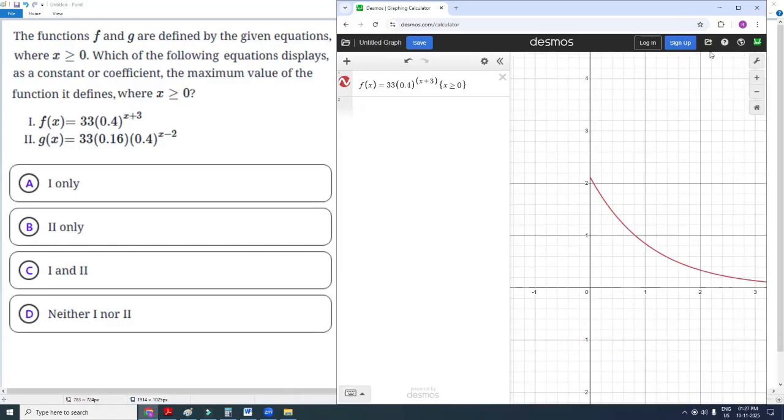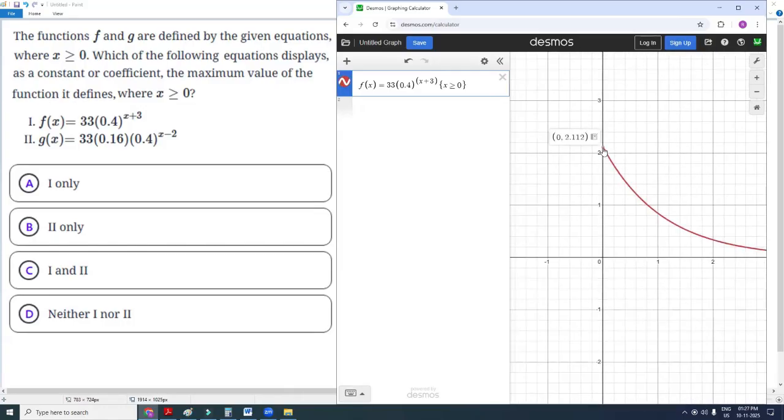Okay, now let's see the graph of the function f of x. Here I got the graph. Now let's consider the maximum point we have over here. That is 0, 2.112. To get the maximum value of the function f of x, we have to consider the y-coordinate of this maximum point, because we know that y equals f of x. Here the y-coordinate is 2.112, so this is the maximum value of the function f of x.